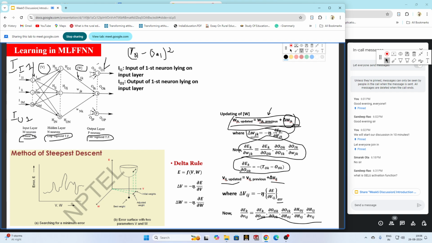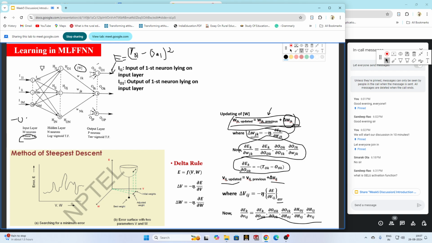Okay, the only trick is we cannot directly calculate del E K by del W J K. Why can we not calculate it? Because whenever we are calculating error, we are somewhere here, at the target output, T01 minus O1, let's say this is E. But from E we have to go to the weight, so we cannot go directly. That is why we have to apply the chain rule. From E we go to O1, from O1 we go to OI1, and from OI1 we get to this W. So this is the trick.